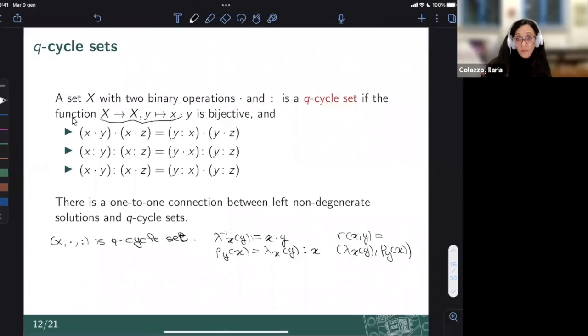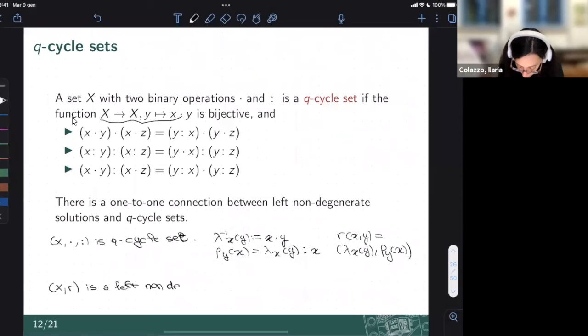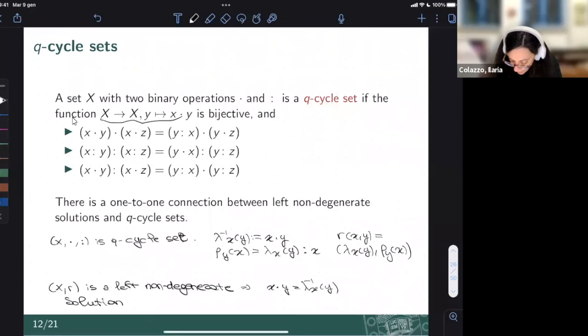is a left non-degenerate solution of the Yang-Baxter equation. The converse: if (X, r) is a left non-degenerate solution, then we can define x dot y equal to lambda inverse x of y, and x colon y just equal to rho lambda inverse y x of y. And in this way, we can prove that X with respect to these two operations is a Q cycle set.